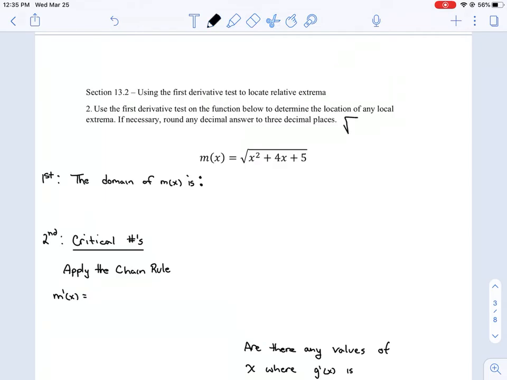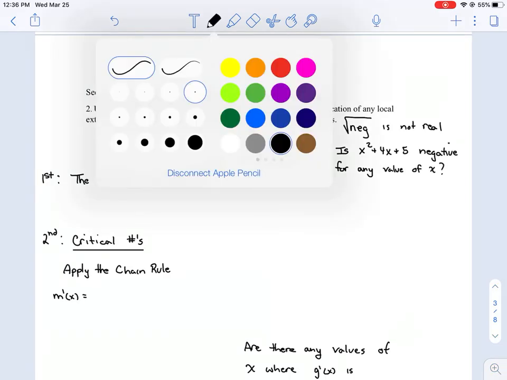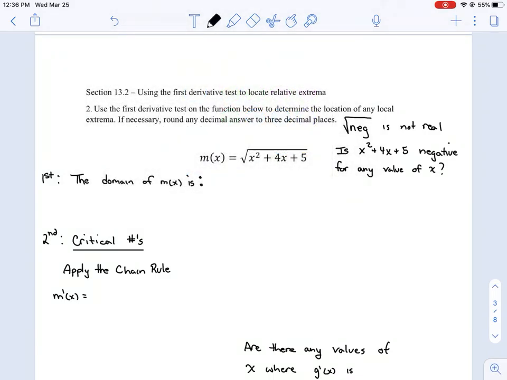Now you may remember that the square root of a negative number is not real. So, is x squared plus 4x plus 5 negative for any value of x? And the easiest way to answer that question is to graph this function on Desmos.